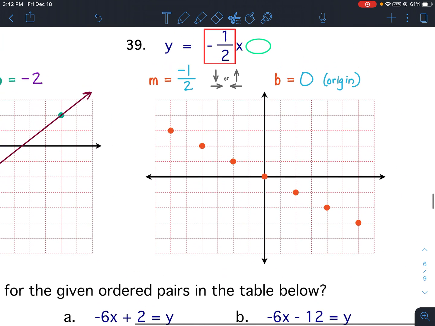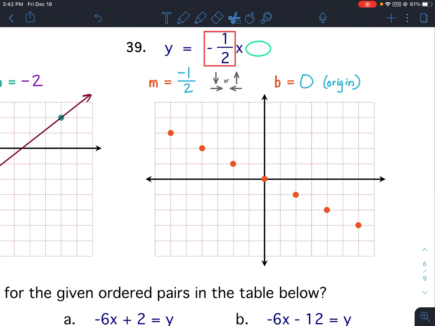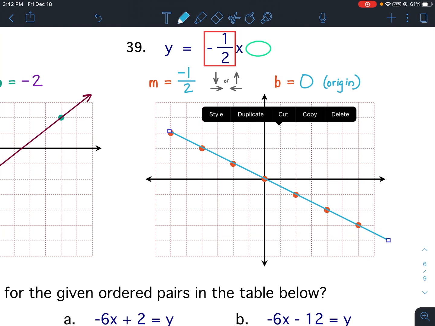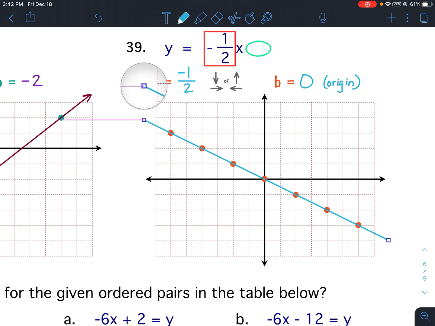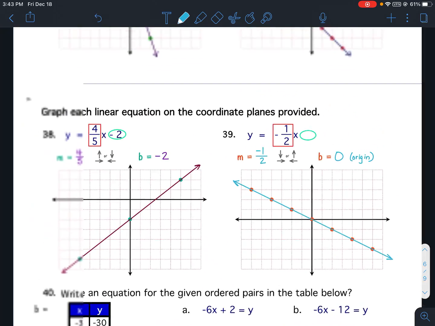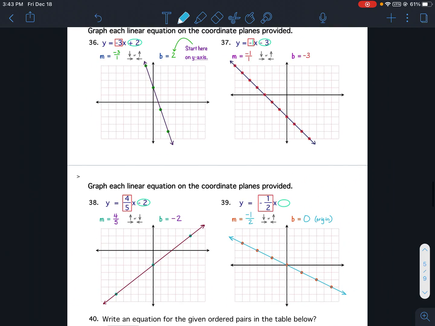All right, once you've put as many points as you can, connect them. Use your straight edge. Extend the line past the grid lines. And then put your arrows on the end. Pause your video, get everything written down for 39. All right, that is it for questions 36 through 39. If you have any questions, please let me know.